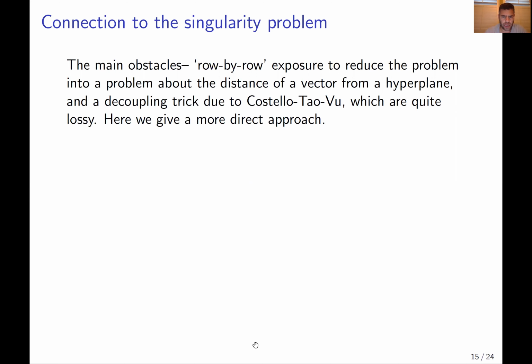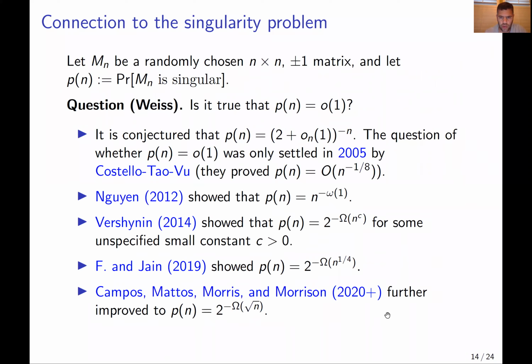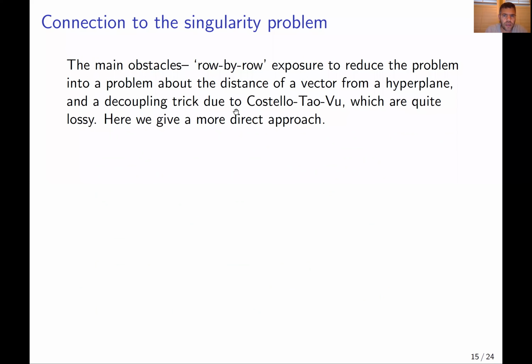So actually in the last paper of Campos, Mattos, Morris, and Morrison, they even wrote a nice paragraph to show that using this approach, you cannot do better than 2 to the minus square root of n. So basically they prove the best bound with respect to this approach. So we are looking for new approaches.